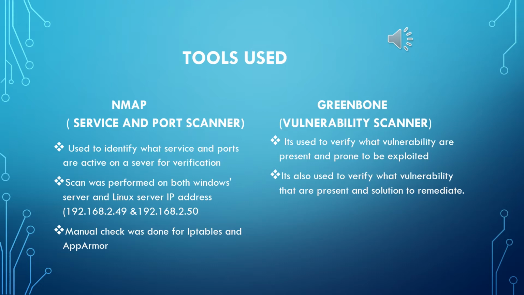192.168.2.50. We also perform a manual check of iptables to check the rules for firewalls and make sure they were implemented correctly, and add more to make sure the security models were enforced. For vulnerability scan, we use Greenbone, which is used to identify what vulnerabilities are present so that the vulnerabilities might be remediated.